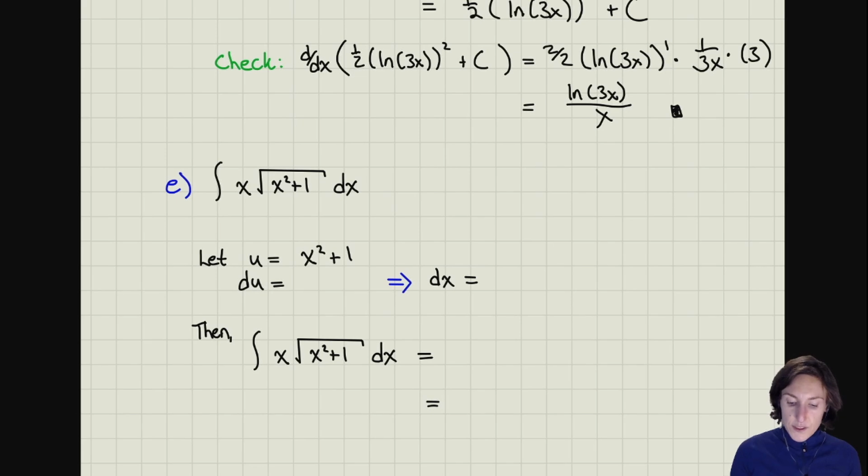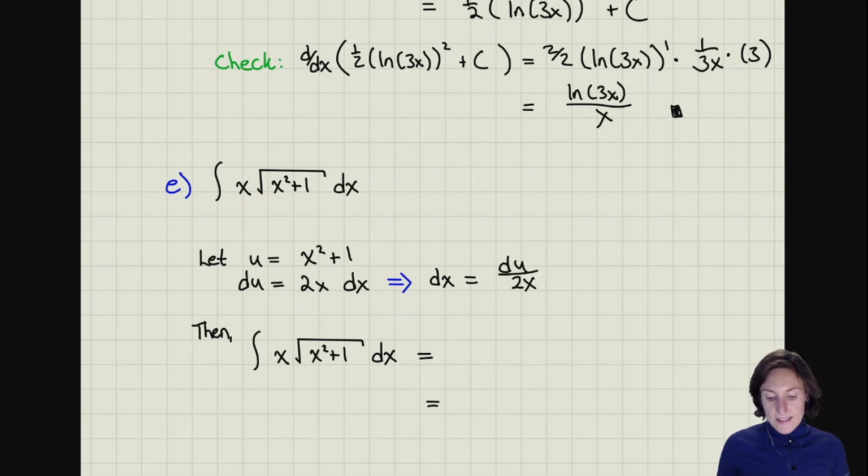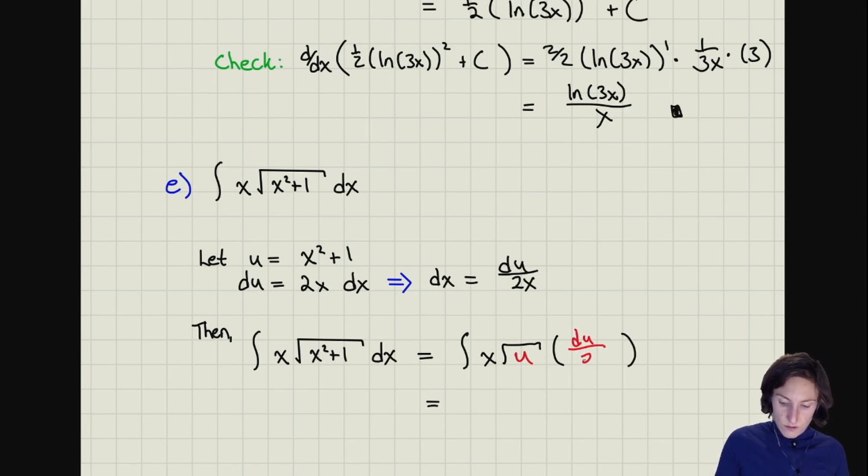And this is also a good sign because when I differentiate, I'm just going to have a 2x and I have an extra x here. So that's looking like it's going to work. So if I isolate for my dx, I'm going to get du over 2x. And this transforms my integral into the integral. I'm going to ignore this x. But underneath the root, this is the thing that I called u. And then for my dx, I'm going to have du over 2x.